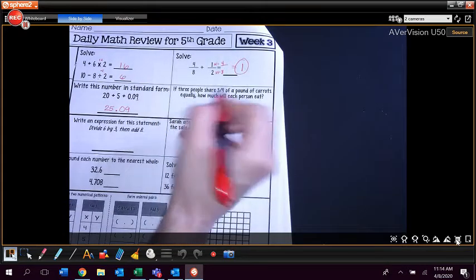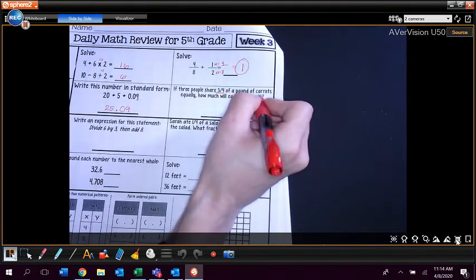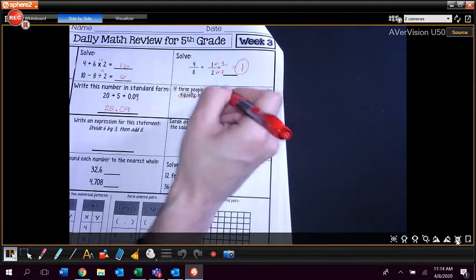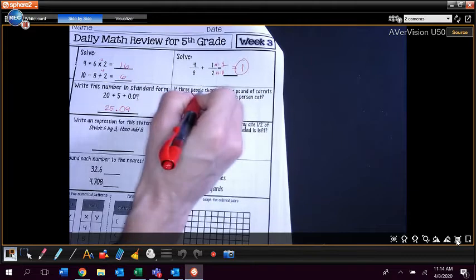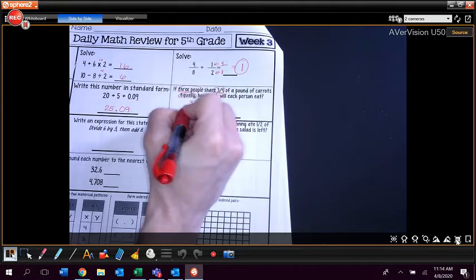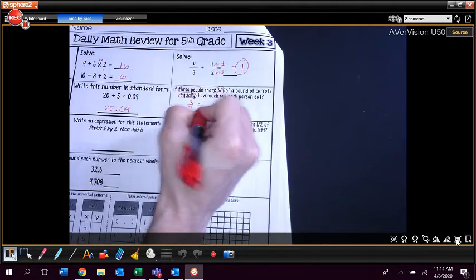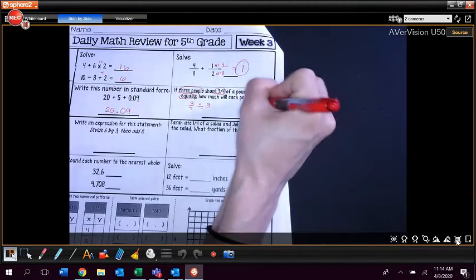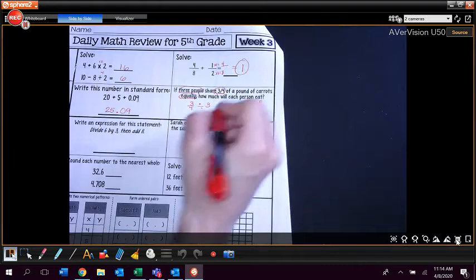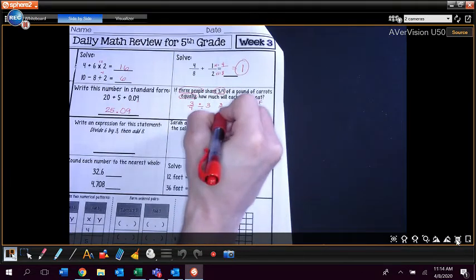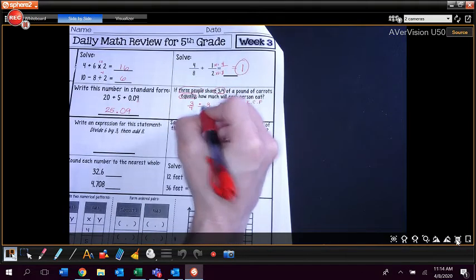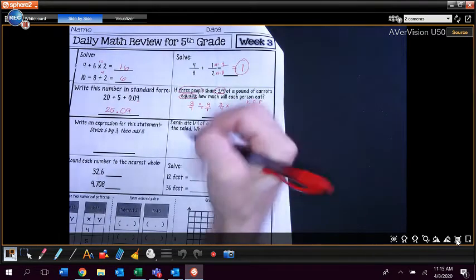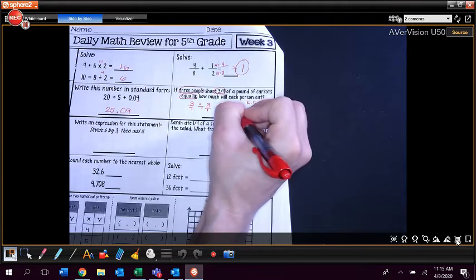If 3 people share 3/4 of a pound of carrots equally, how much will each person eat? So remember, we're going to divide the 3/4 into how many people? 3. So you should have done 3/4 divided by 3. And remember, when we divide, we use keep, change, flip. So we're going to keep 3/4. We're going to switch the division to multiply. And then we add a 1 to our 3 to make it a fraction. And now we flip it. And we're going to multiply.